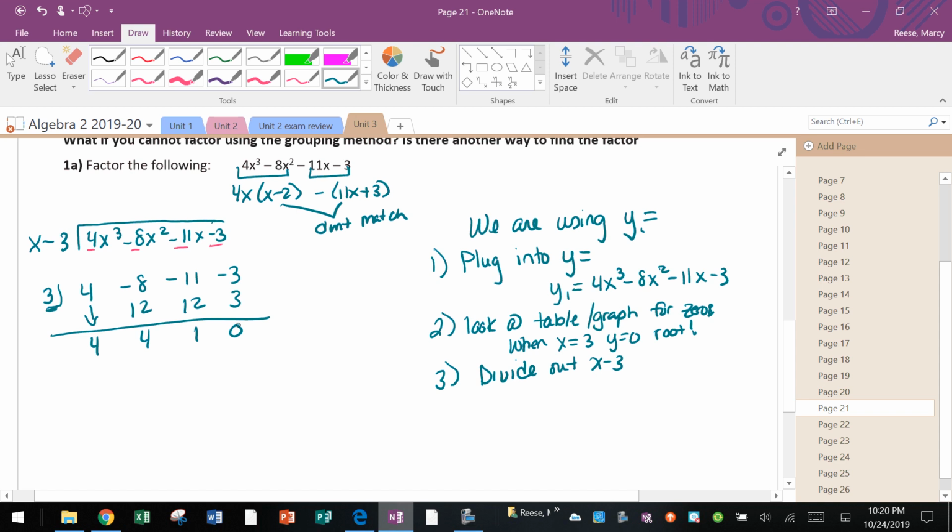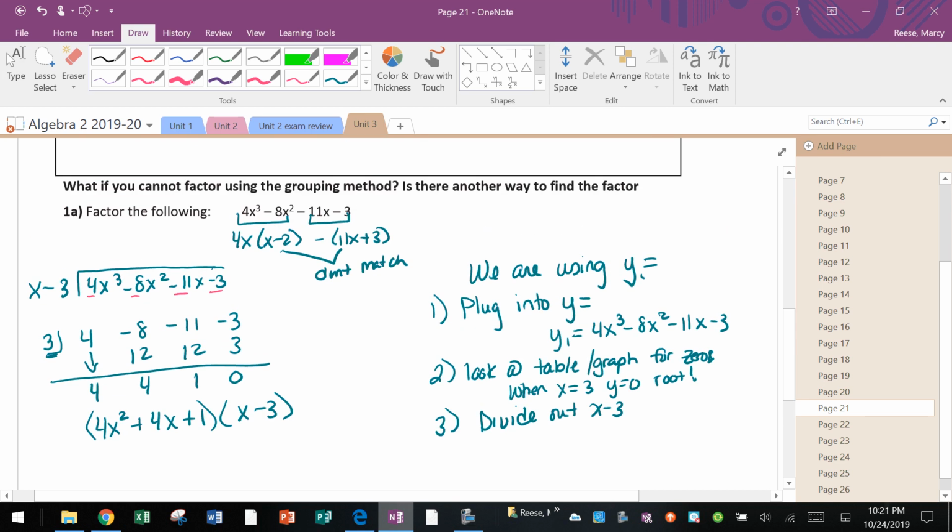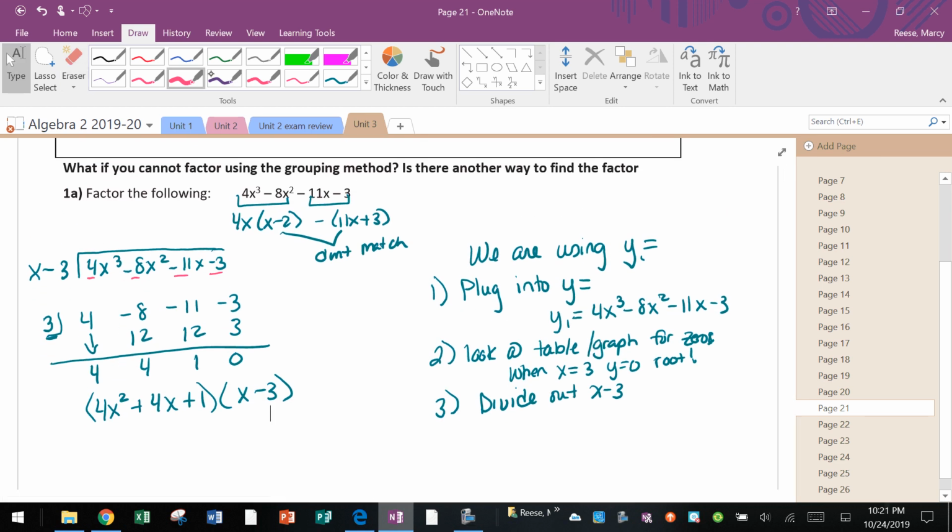Now, why am I doing all this? I already know that it's a factor. Because what I just did was I broke down those 4 terms. Okay, so now what I have left is 4x squared plus 4x plus 1. So what that means is, watch this, x minus 3 times 4x squared plus 4x plus 1 are factors of my original problem.